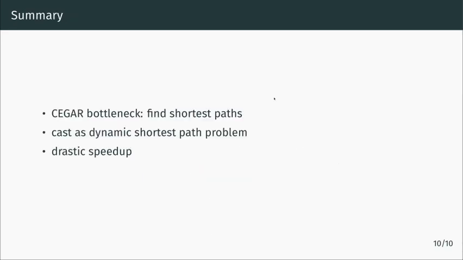So in summary, we saw that the main bottleneck for this CEGAR approach is to find shortest paths in the abstractions. But if we cast this as a dynamic shortest path problem, we obtain drastic speedups.